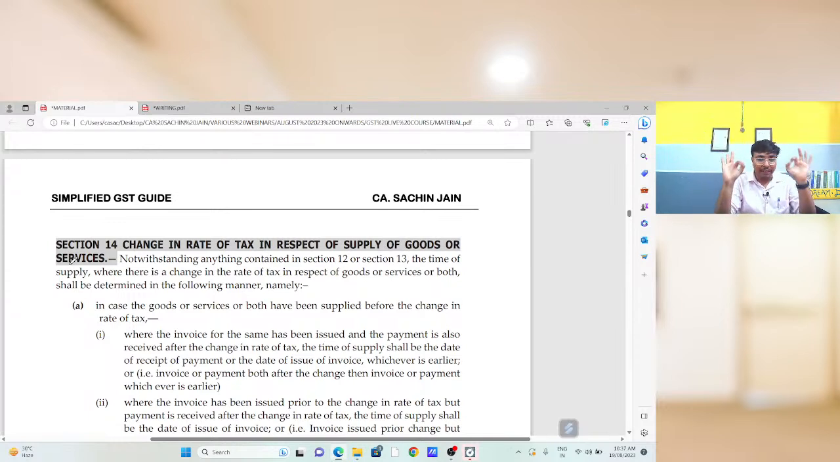Is that okay for each and everyone? Just comment in the chat box. I am waiting for your reply, and I am expecting a reply from each and everyone, because this is a very important concept, a very basic concept of GST. So please comment in the chat box that this concept is okay for each and everyone.